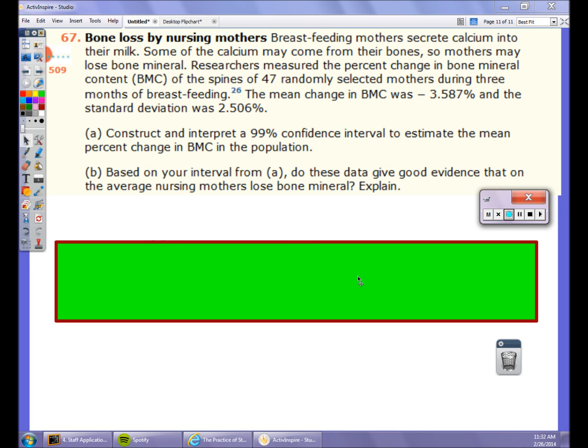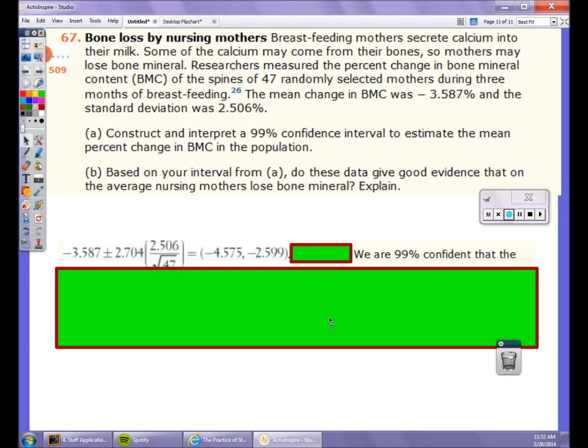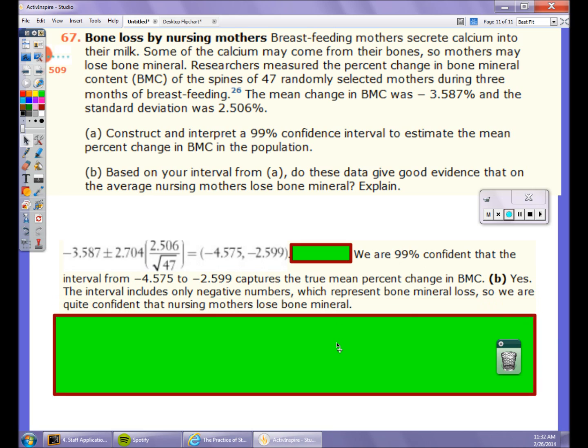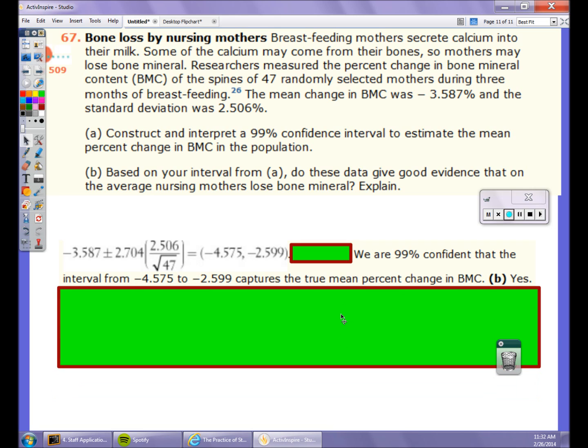So 99% at the bottom of the book, and then using degree of freedom 40 gives me a t star of 2.704. Plugging in the rest of my numbers, they gave me the sample standard deviation 2.506 divided by the square root of the sample size yields me the following interval. And my sentence, I'm 99% confident that the interval ranges from A to B.